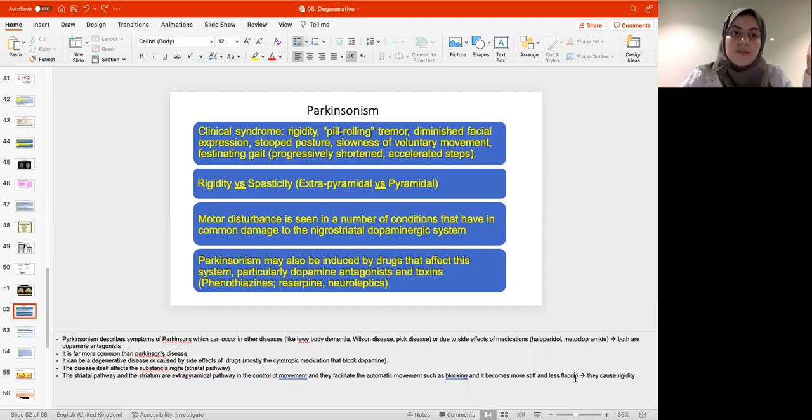They cause basically rigidity because they affect the extrapyramidal pathway. Okay. And it's mainly, as you mentioned, drug induced. That's all you need to know.